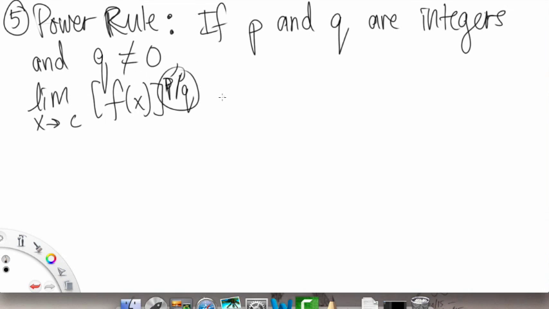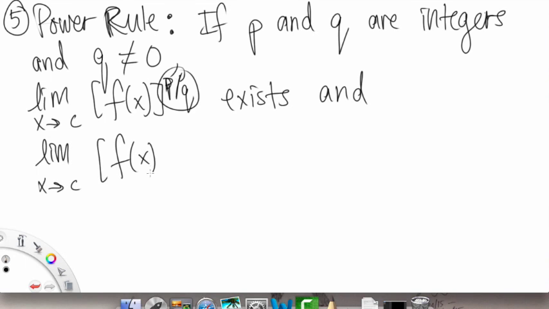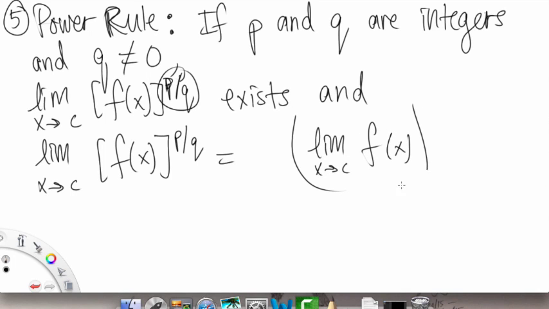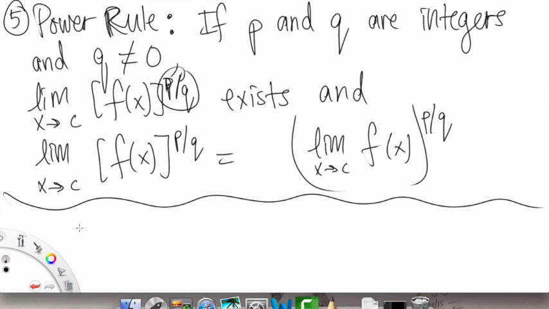That's the important part. Then this exists, and additionally, this limit as x approaches c of f of x raised to the p over q power is going to be equal to the limit as x approaches c of our normal f of x, and then this quantity is raised to the p over q power. Okay? We do have quite a few conditions, or just, not conditions, but different cases that could arise.